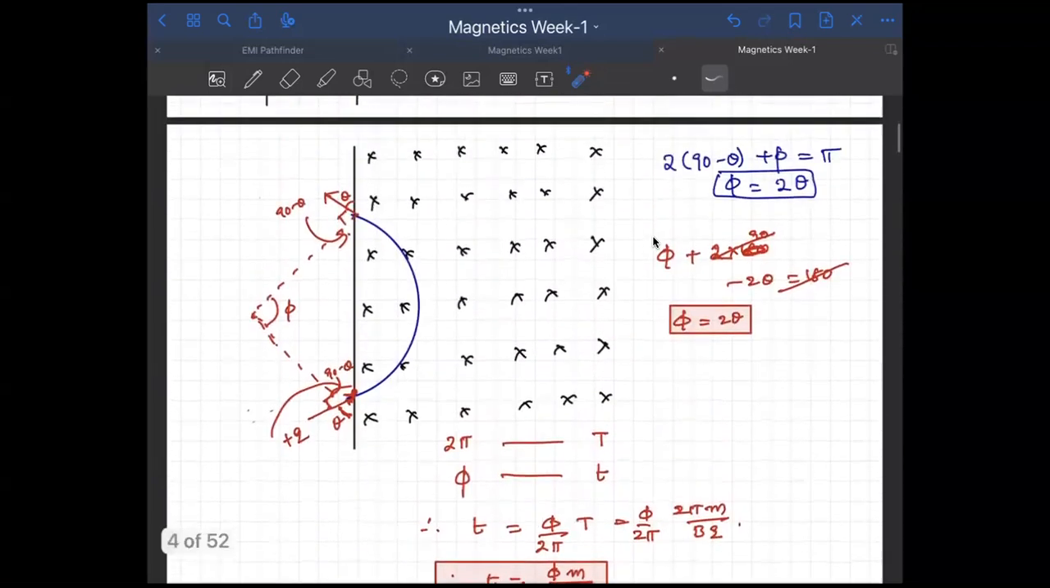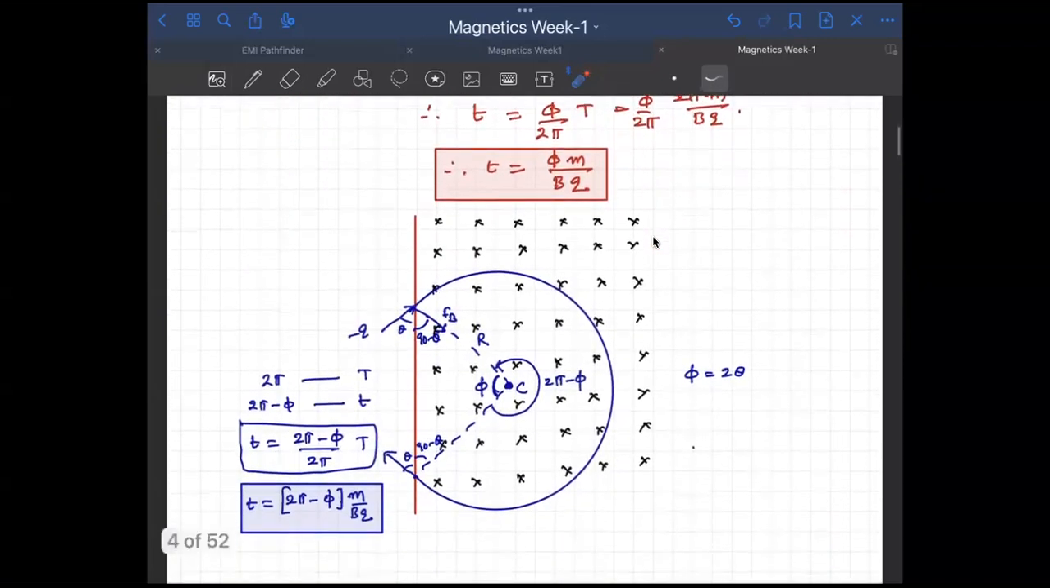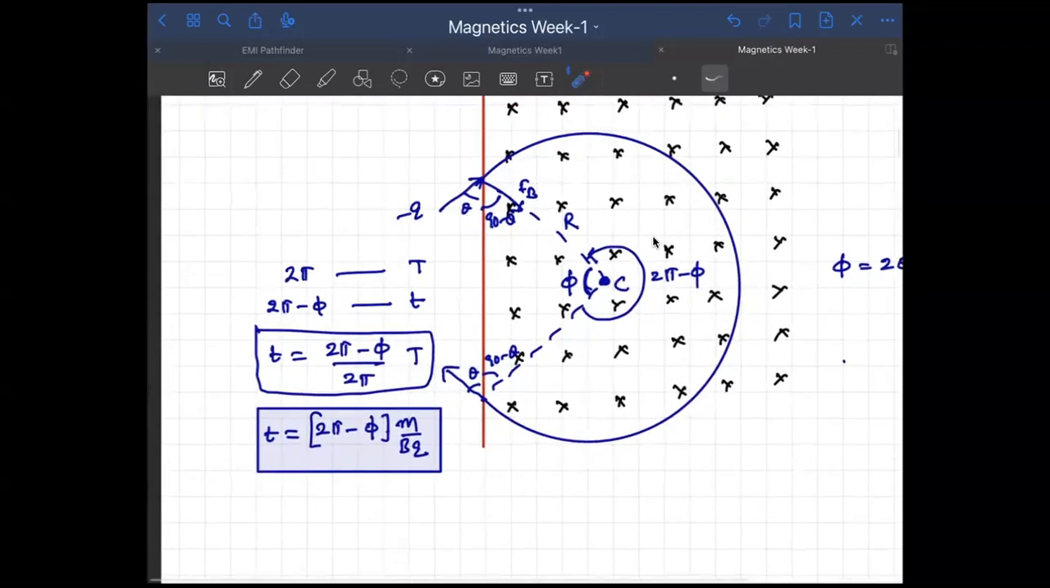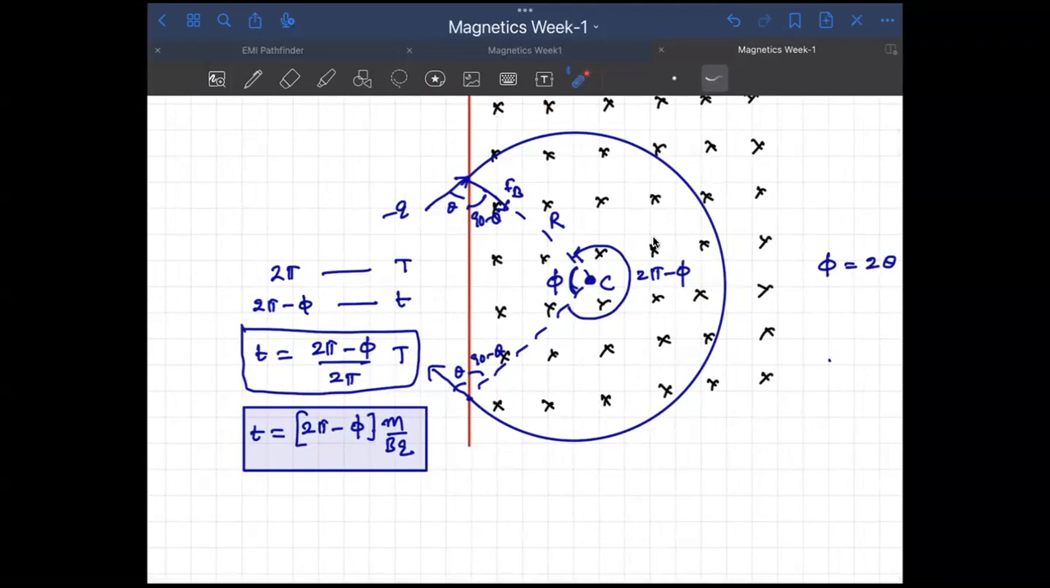Previously, I took this as phi. In this case, you should not take that as a phi. No, it is not like that. You should not take that as your criteria. Why? I will explain. See, you extend these lines here.